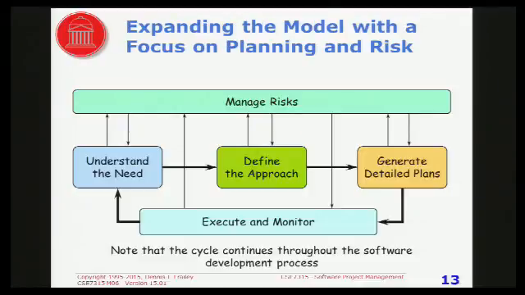So what I've done here is I've taken that same circle, understand, define, generate, and execute, and I've connected it to a box that says manage risks. And this is an important way of looking at things because this is management standing a little bit apart from the details and saying, what risks lie ahead? What risks look like they're about to happen? Whatever the nature of the risk is.